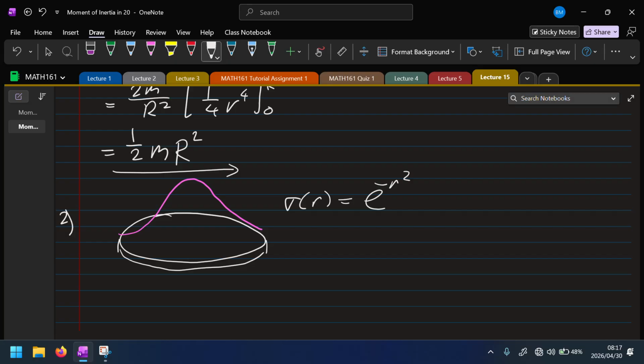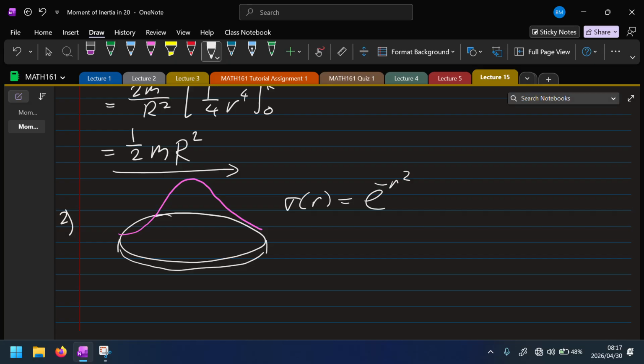So we have e to the minus r squared. That's going to be how it's distributed. So we see that when r is small, we're going to have a lot of mass there. But as this r gets larger, this sigma gets smaller. So it means more of the mass is towards the center over there.